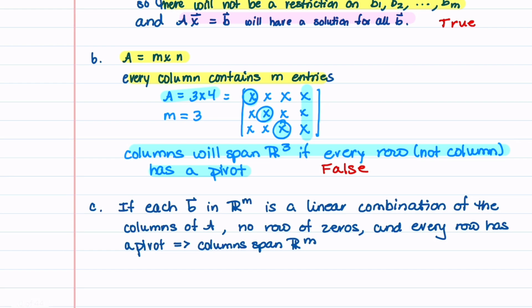So what I did is I reasoned through this. I said, okay, if each b in Rm is a linear combination of the columns of A, that's what our statement said, then we're going to have no row of zeros, and that means every row is going to have a pivot. And when every row has a pivot, the columns span Rm, so that tells us that this statement is true.